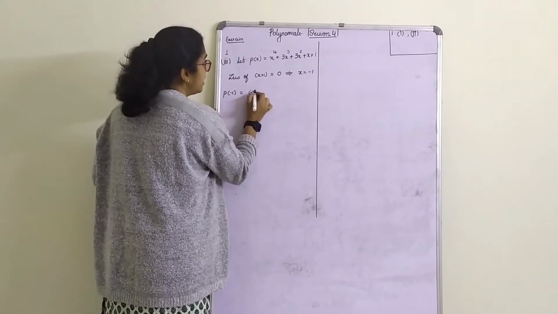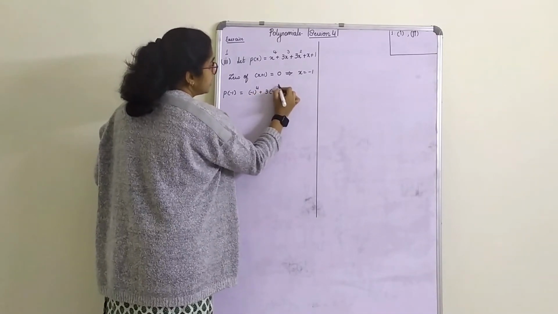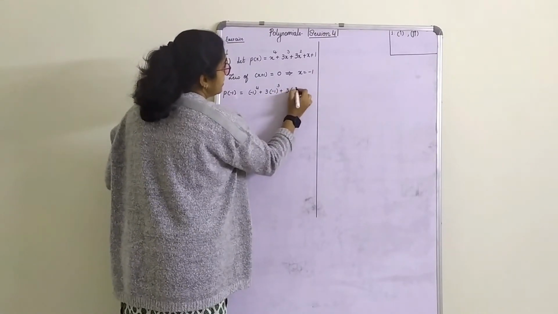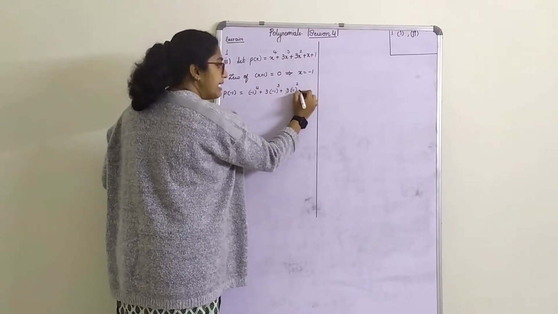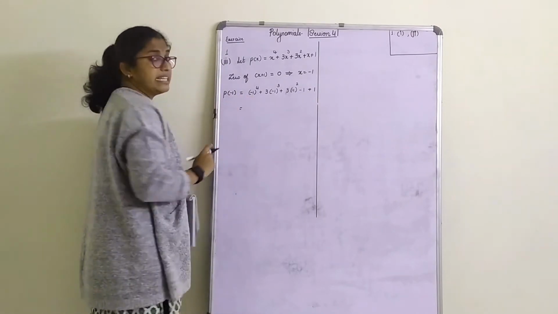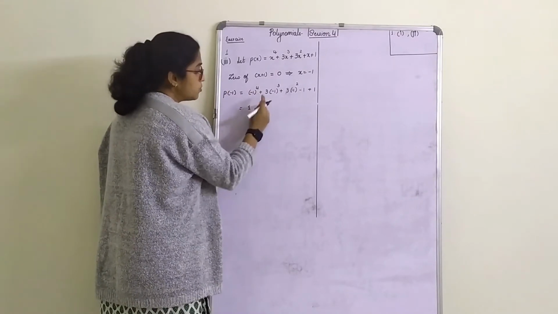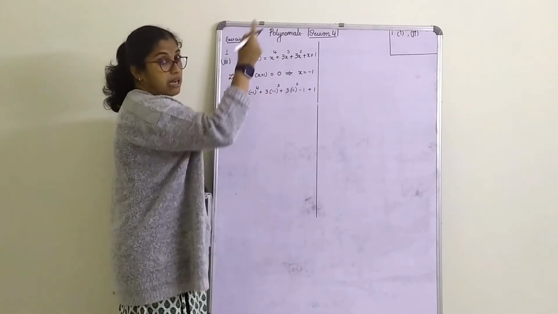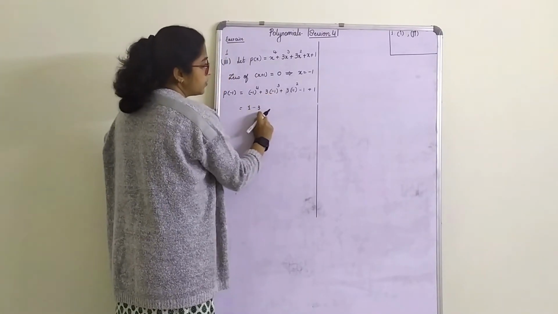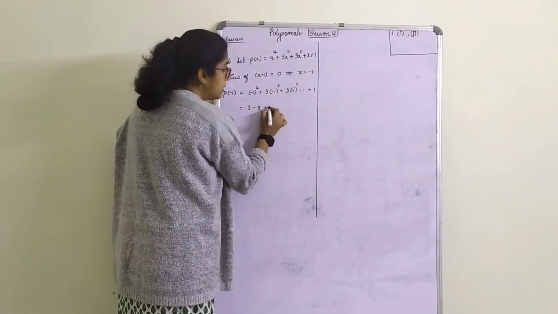So this is minus 1 raised to 4 plus 3 into minus 1 raised to 3 plus 3 into minus 1 square, it is plus 1. Directly I will write minus 1 because x is minus 1, plus 1. Negative number raised to even power, answer is positive. So this is plus 1. Negative number raised to odd power, answer is negative. So this is minus 3. 3 into minus 1 is minus 3. Negative number raised to even power, answer is positive. So 3 into 1 is plus 3.